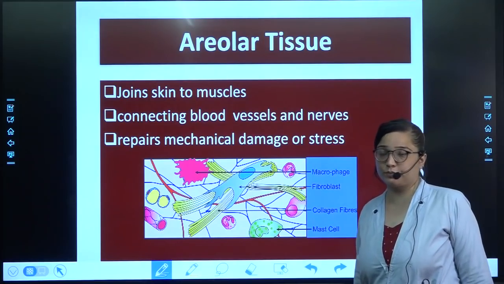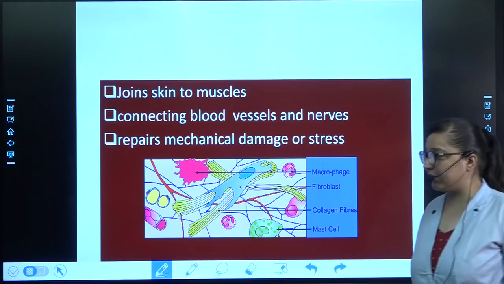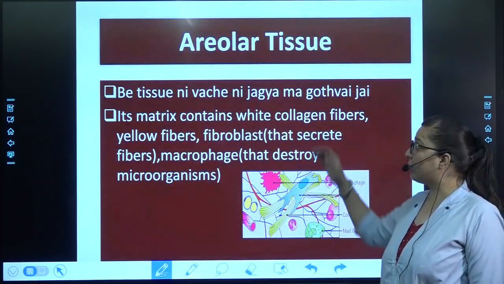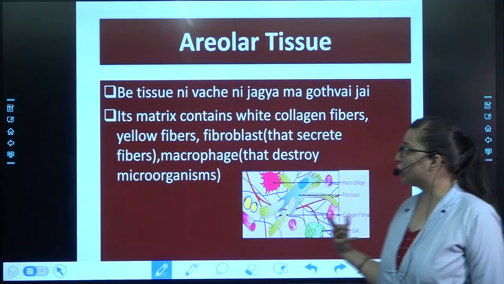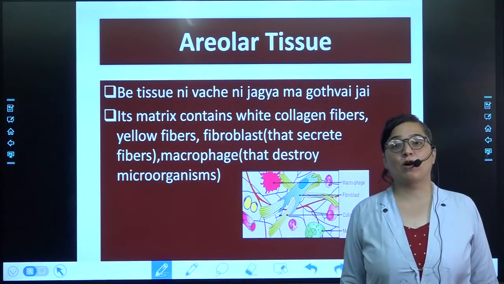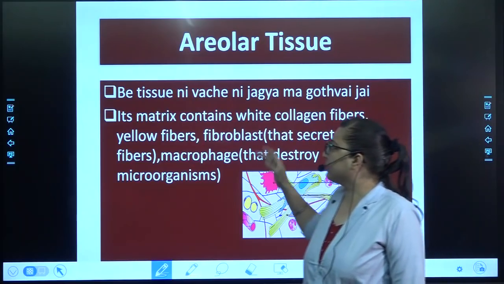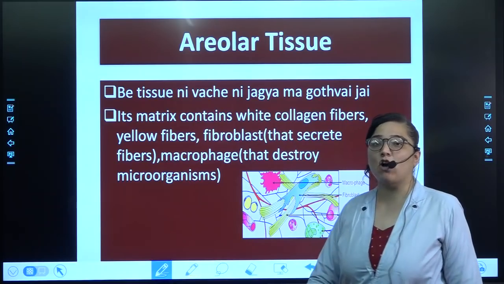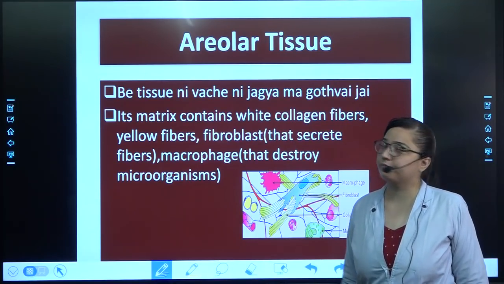Areolar tissue. Wherever there is place, at that place it will get settled. Then what does its matrix contain? Its matrix contains white collagen fibers, yellow fibers and fibroblasts. We are doing it again because it is a bit lengthy. Then it contains macrophages that will destroy all the organisms. Read it.